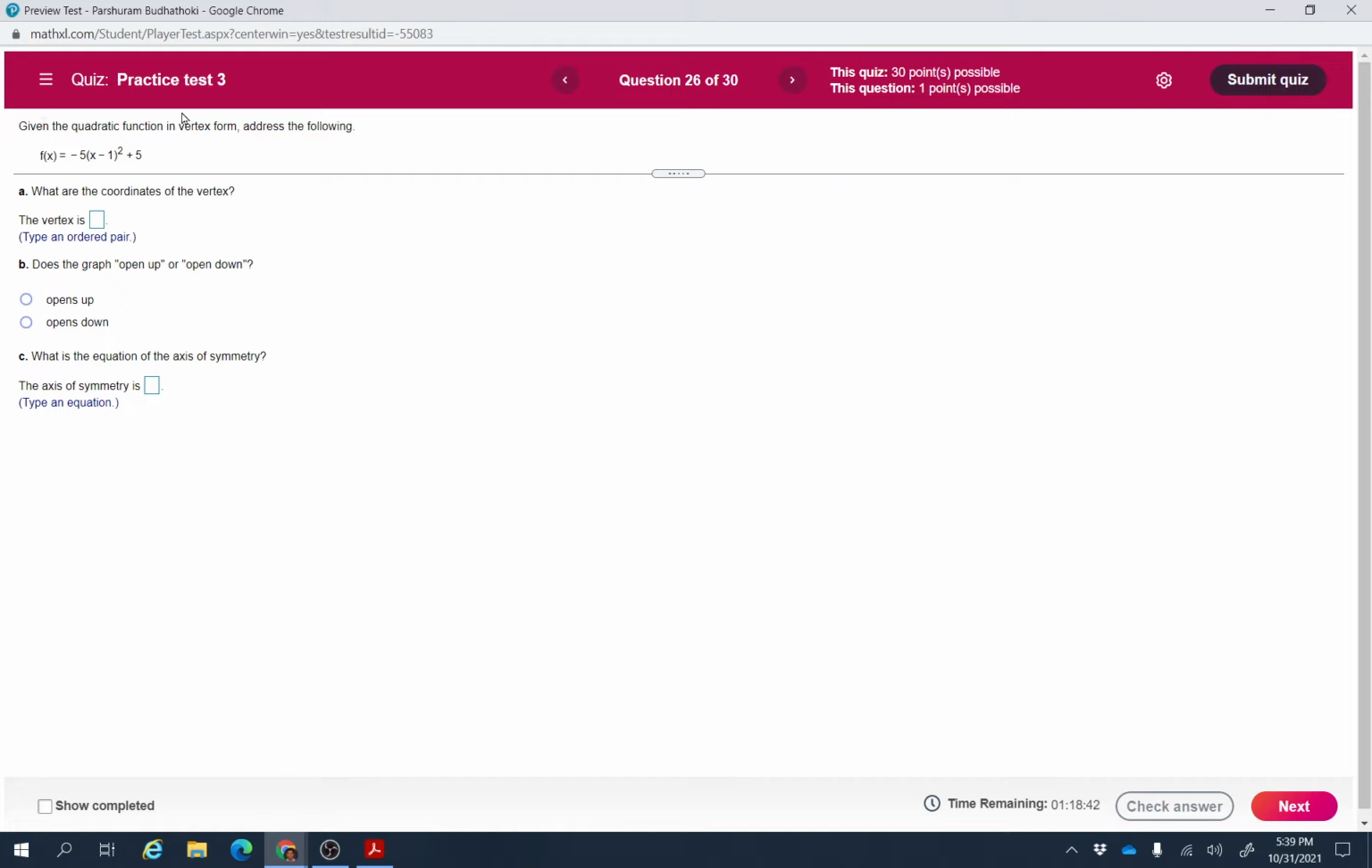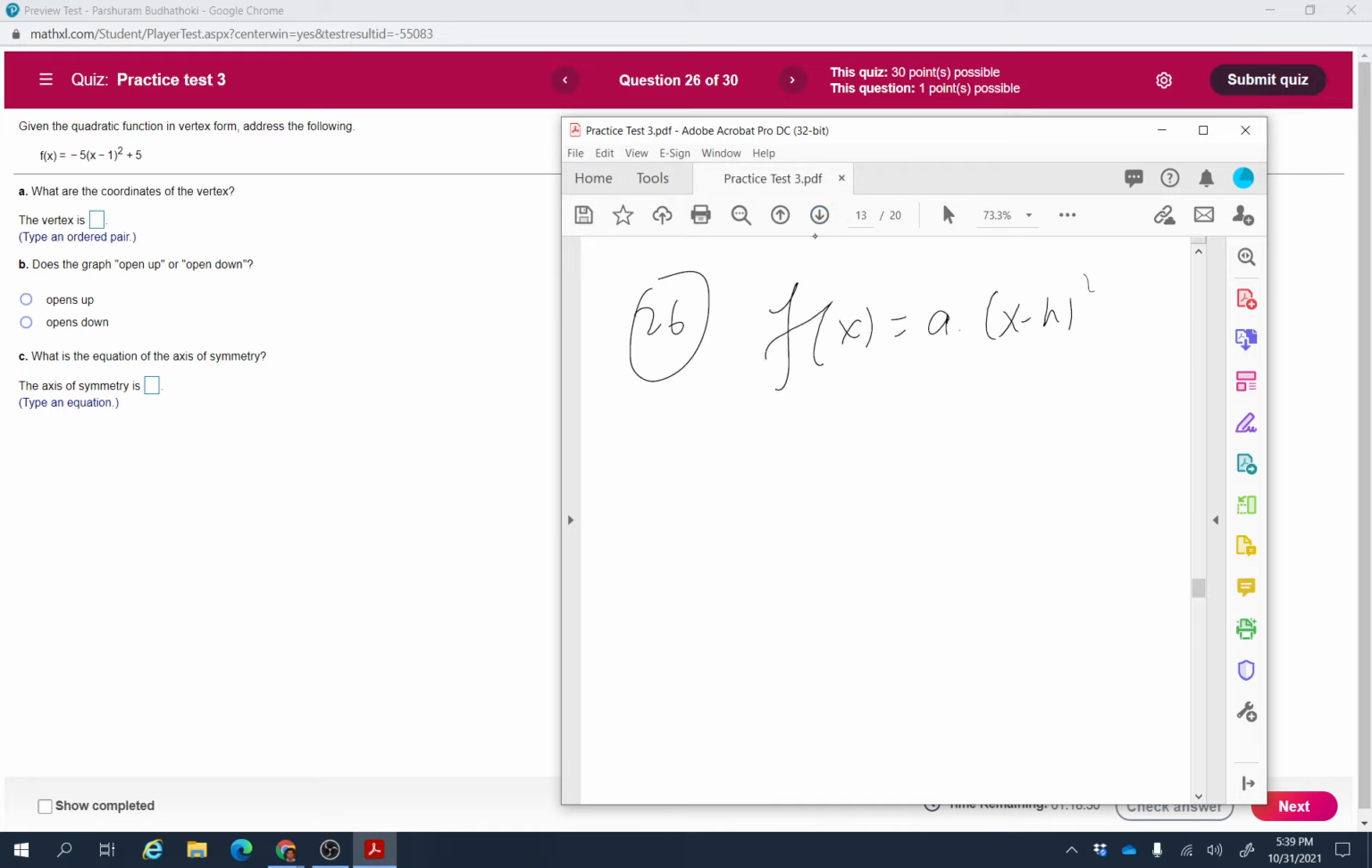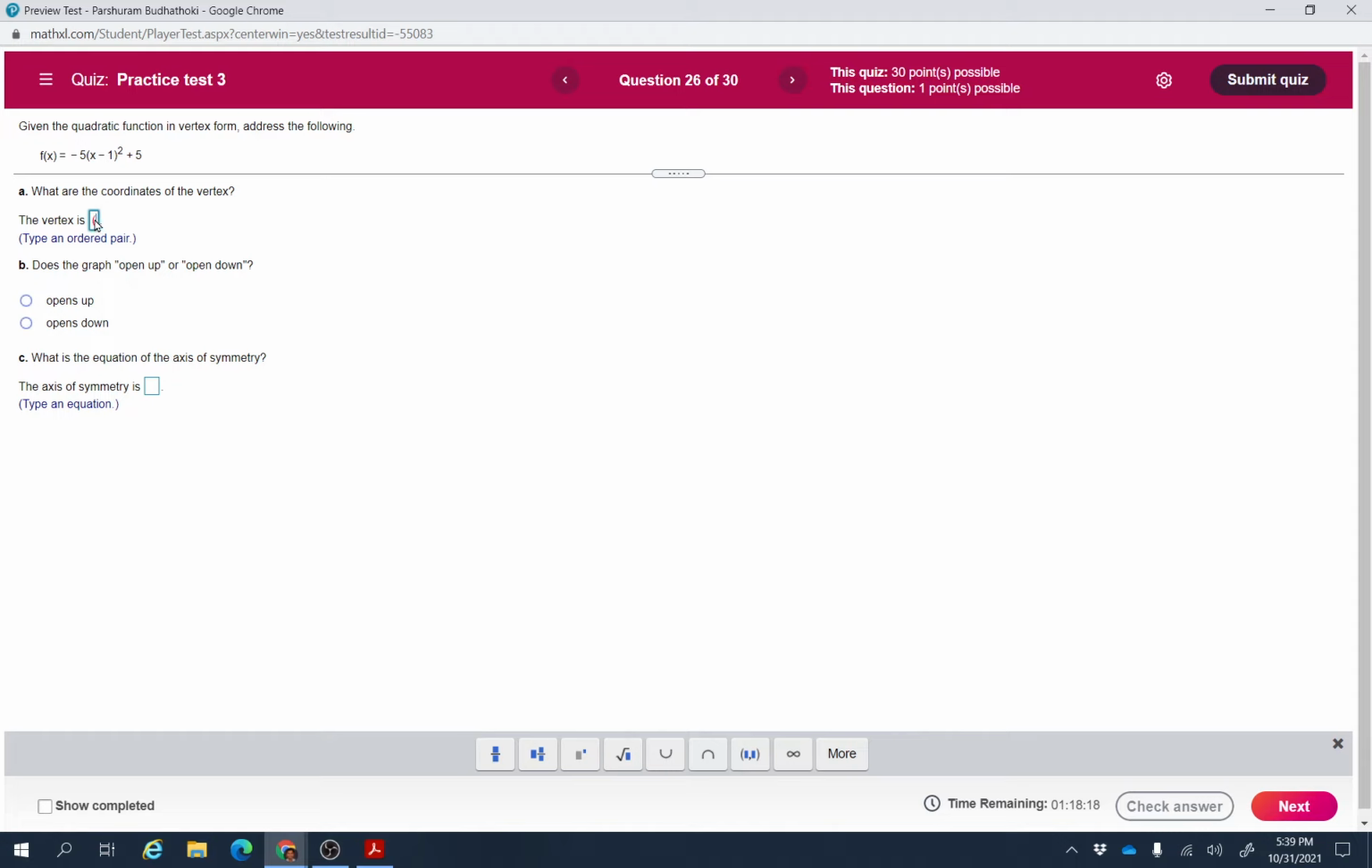Given the quadratic function in vertex form, find the vertex. If you have a quadratic function in this form, a times x minus h whole squared plus k, that's called vertex form, and then h comma k is our vertex. In our case here, h is 1 and k is 5, so the vertex is 1 comma 5.